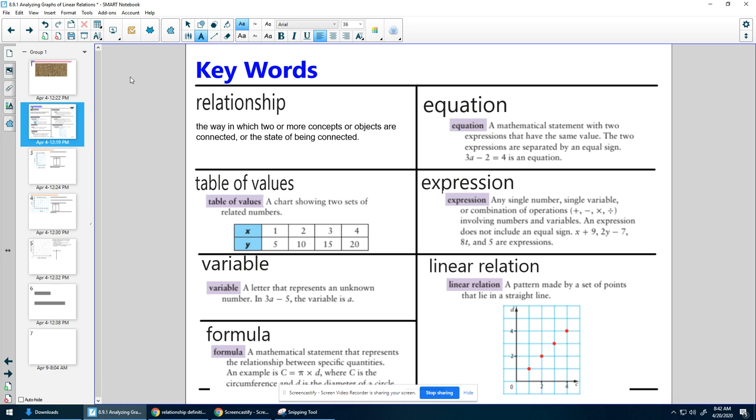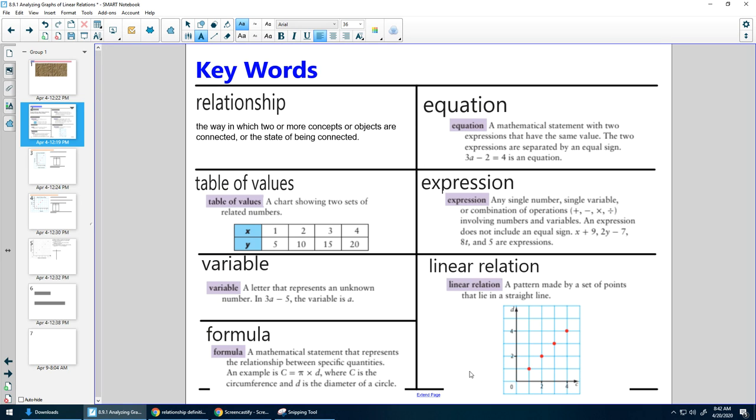First one is relationship, the way in which two or more concepts or objects are connected, or the state of being connected. Table of values is a chart showing two sets of related numbers. For example, we have our x and our y's, and those are related. Variable is a letter that represents an unknown. Formula is a mathematical statement that represents the relationship between specific quantities.